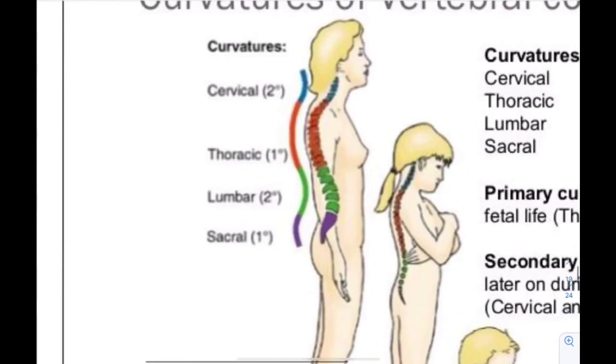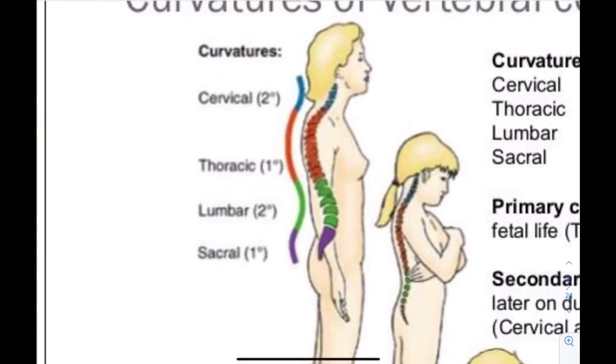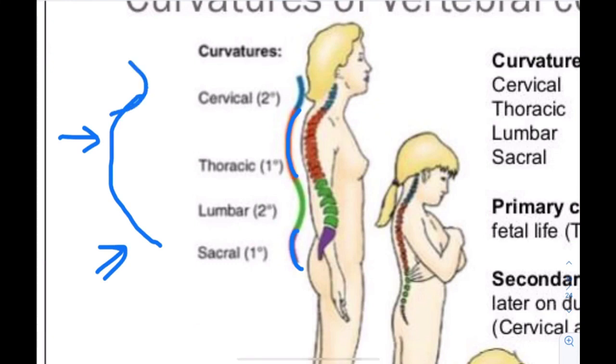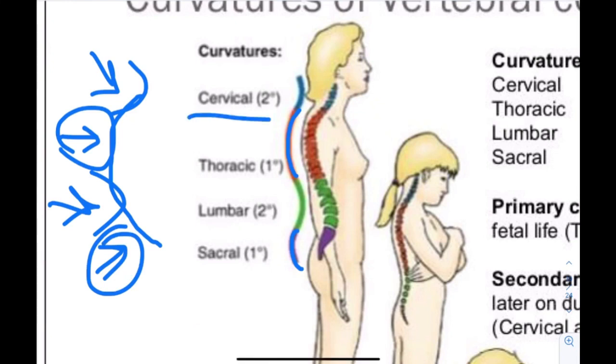So you can see here, this is a primary curvature, the thoracic and the sacral. They are primary curvatures because as you remember, in the flexed fetal position, the curvature was like this. So the thoracic and the sacral don't change. But in childhood, the cervical and lumbar develop a secondary curvature like this to allow you to walk and sit and stand and so on. So these are called secondary, while these are called primary. And the secondary are the cervical and the lumbar curvatures.